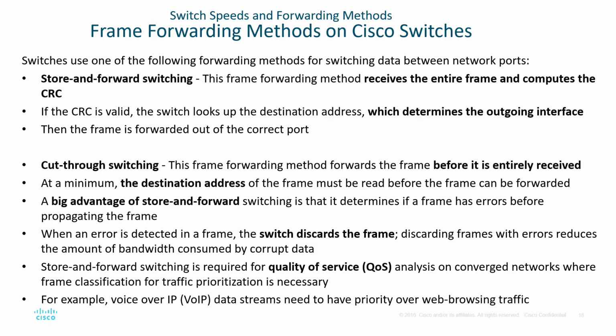Store and forward switching is required for things like quality of service analysis on converged networks, where frame classification for traffic prioritization is necessary. You will learn about classification and prioritization in Cisco 3. For now, just understand that store and forward is required if you implement quality of service in your network. As an example, voice over IP data streams need to have priority over something like web browsing.